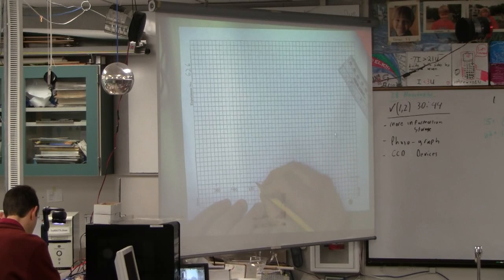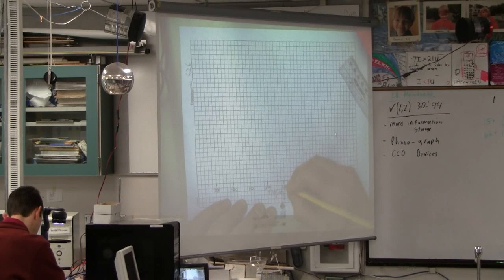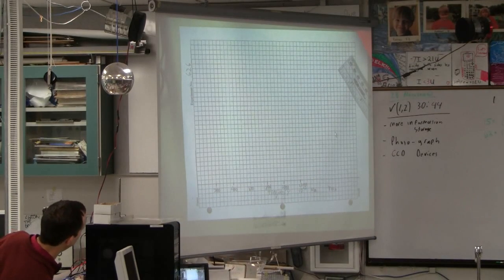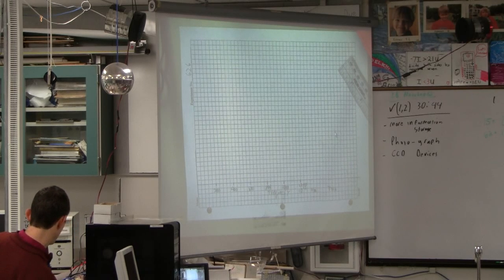I thought I had this all figured out. 1, 2, 3, 4, 5. That's going to be 800. 1, 2, 3. 1, 2, 3, 4, 5. That is kind of small. Do we like small? Is small good? Small's fine. Do we use half of it? 36 by 48.